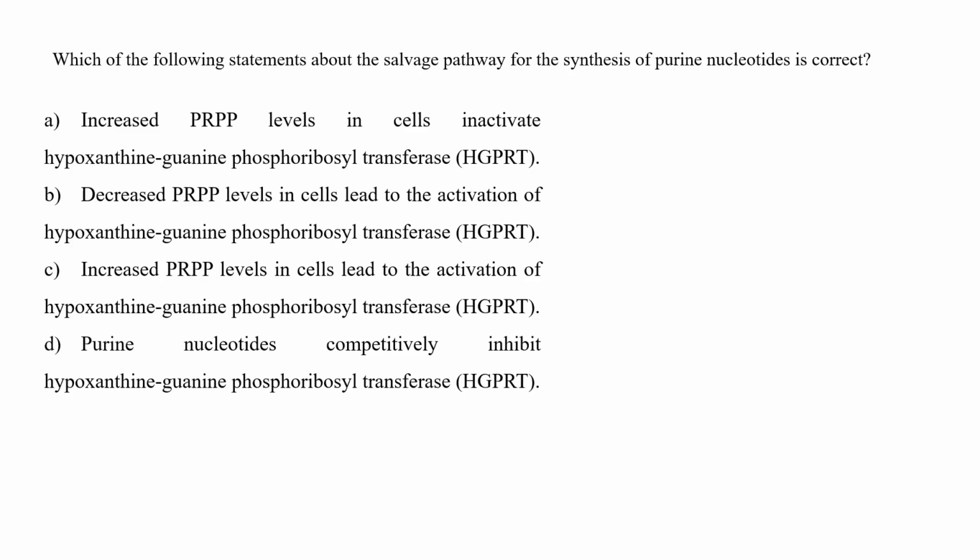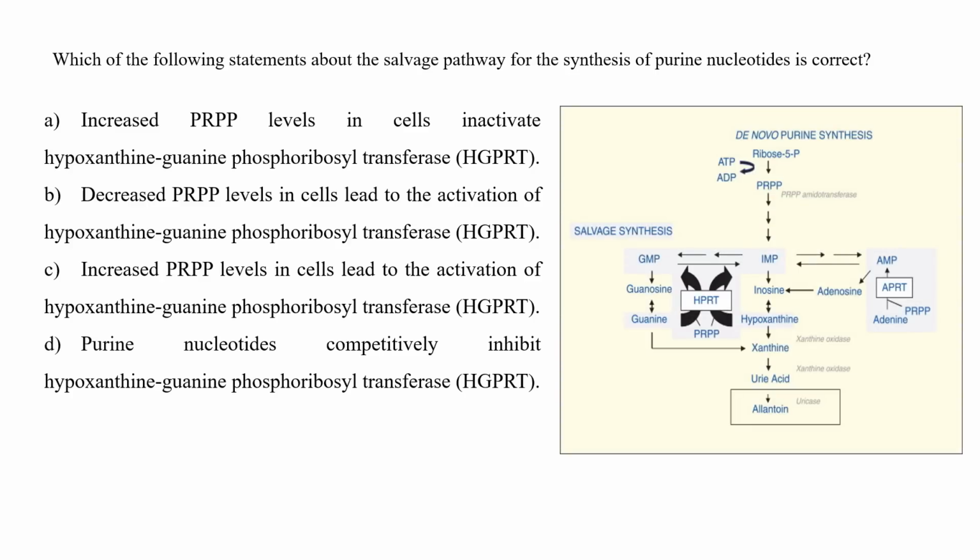HGPRT basically catalyzes the salvage pathway of purine bases using PRPP as a substrate. This PRPP-dependent reaction by HGPRT actually gets increased as the concentration of PRPP increases, while deficiency of this enzyme results in the accumulation of its substrates, that is hypoxanthine and guanine, and even PRPP. So here, if we see, the increased PRPP level in the cells leads to the increase of HGPRT activity, that is option C.